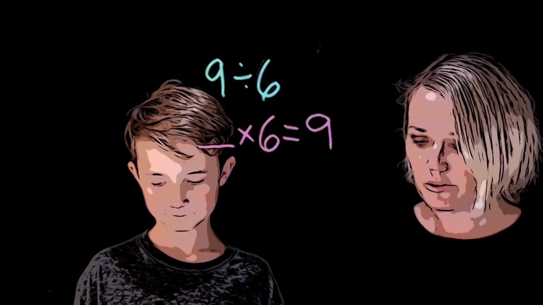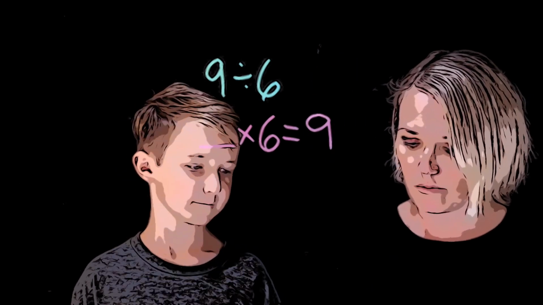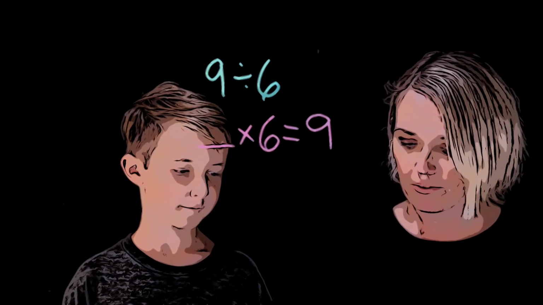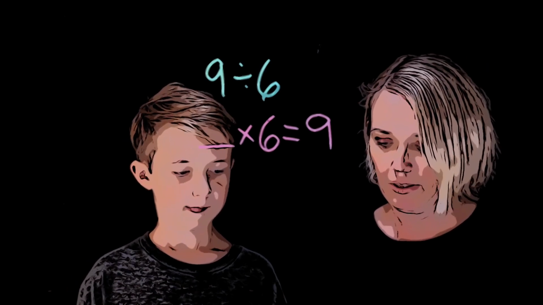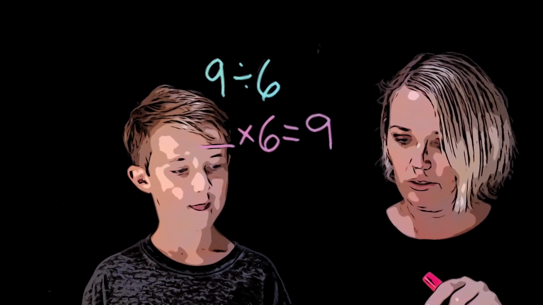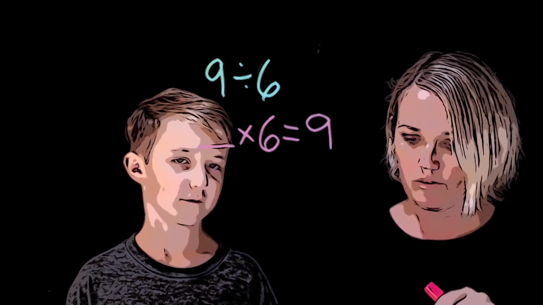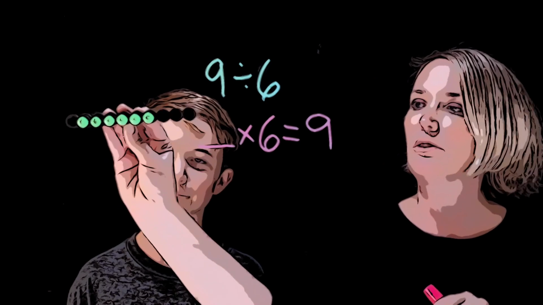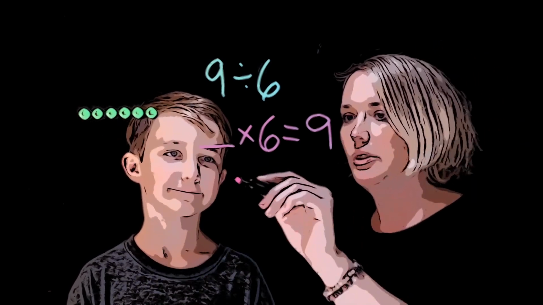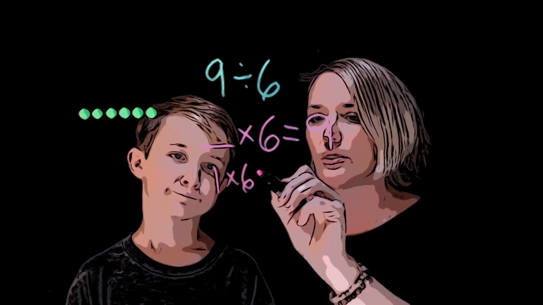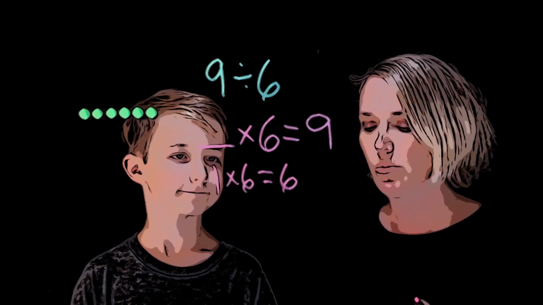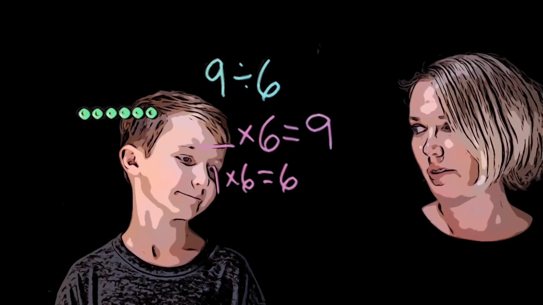Okay, let's bring out one group of 6, right? Yeah. Okay, so let's see. So there's one group of 6. So we know that 1 times 6 equals 6. But we got to bring out 3 more, right? Yeah.